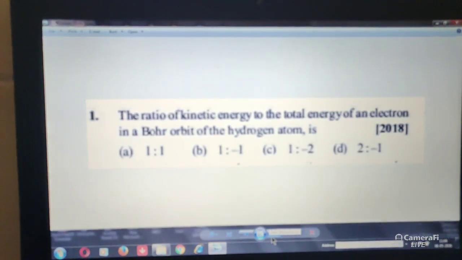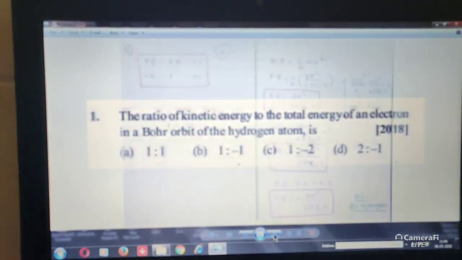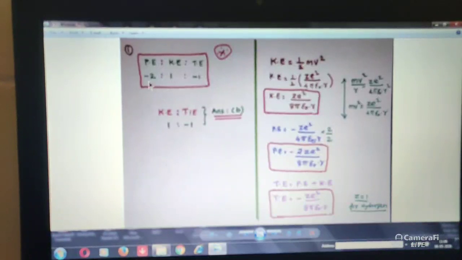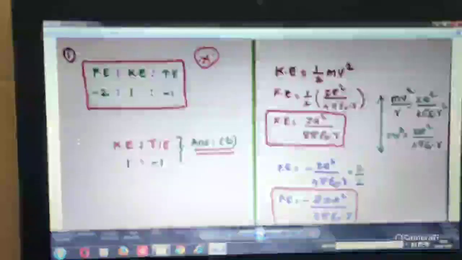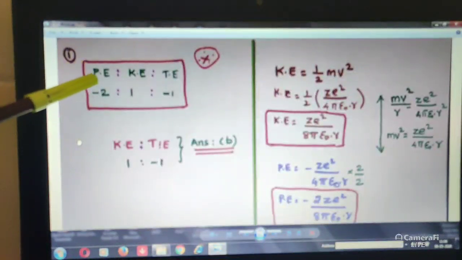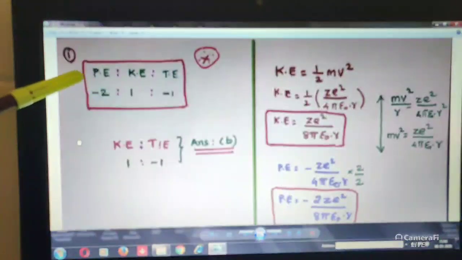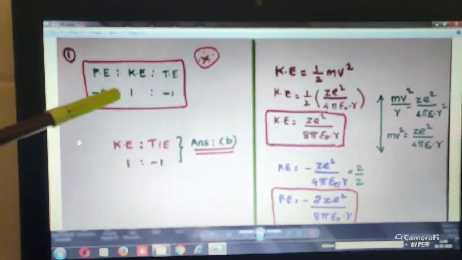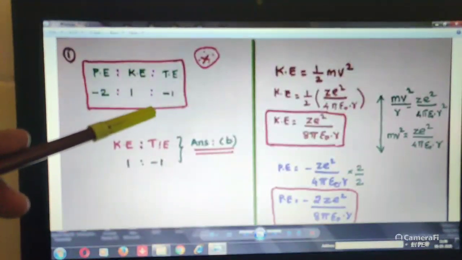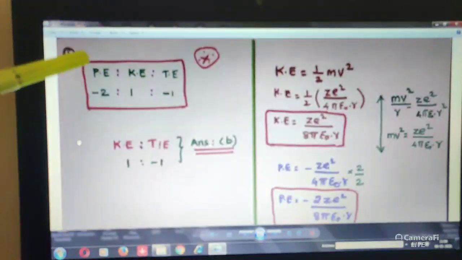So please remember that. Actually the potential energy, kinetic energy, and total energy. So please listen. Please remember that potential energy compared to the total energy is -2, kinetic energy is 1 time, then total energy is -1. So this is the ratio we got from the theory.